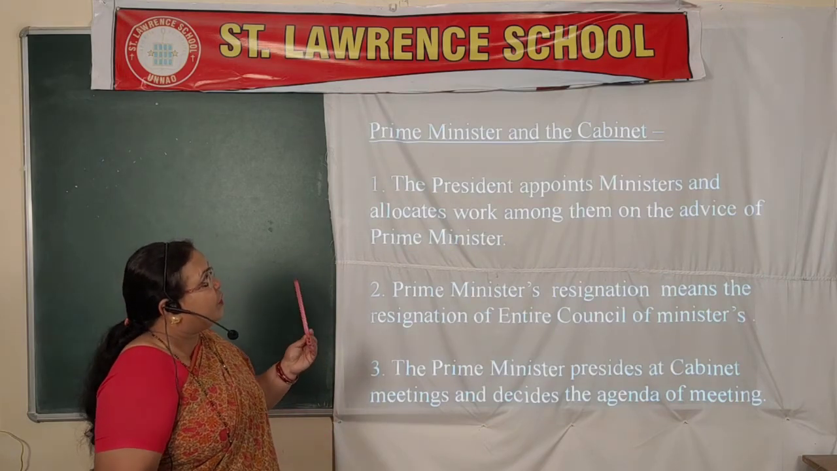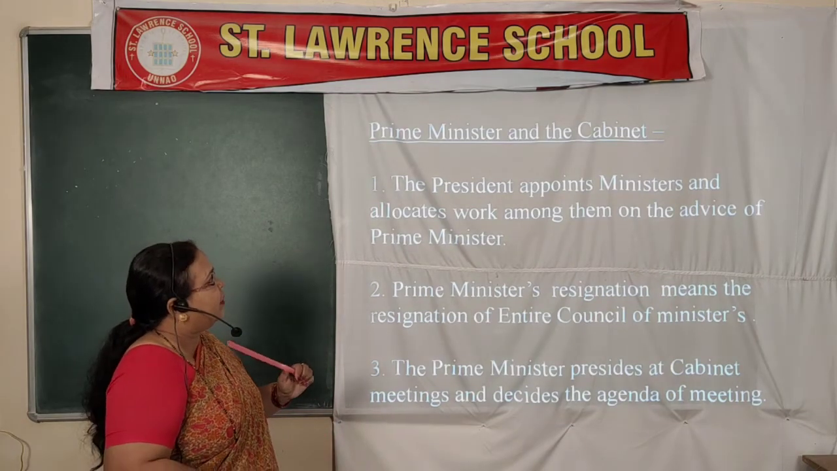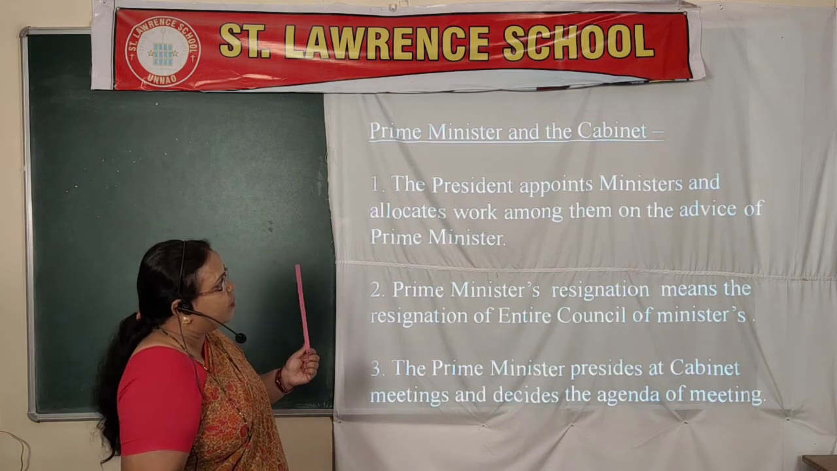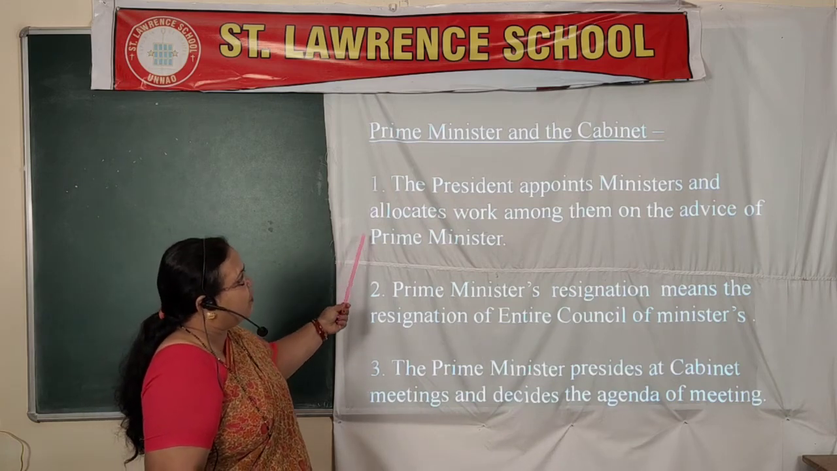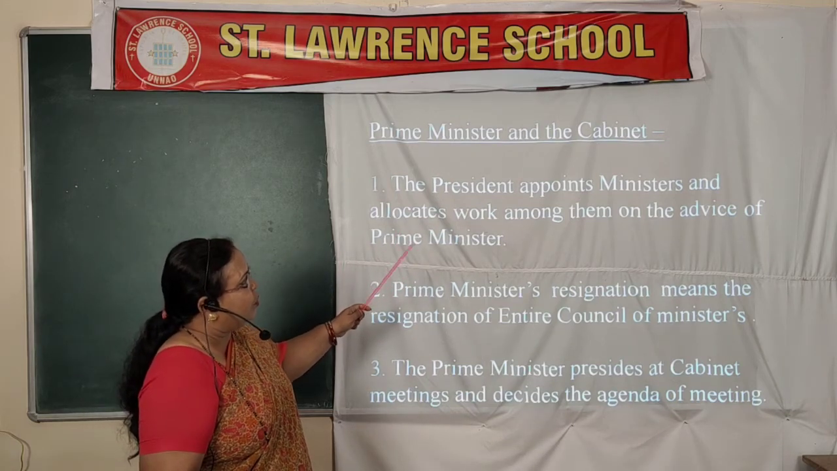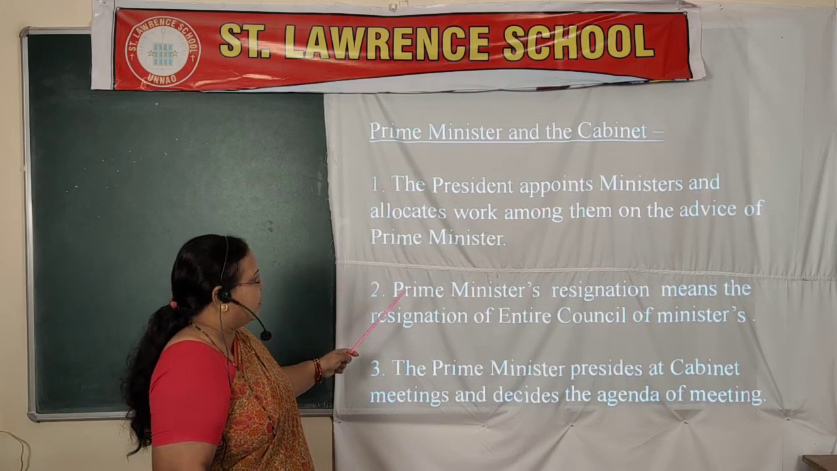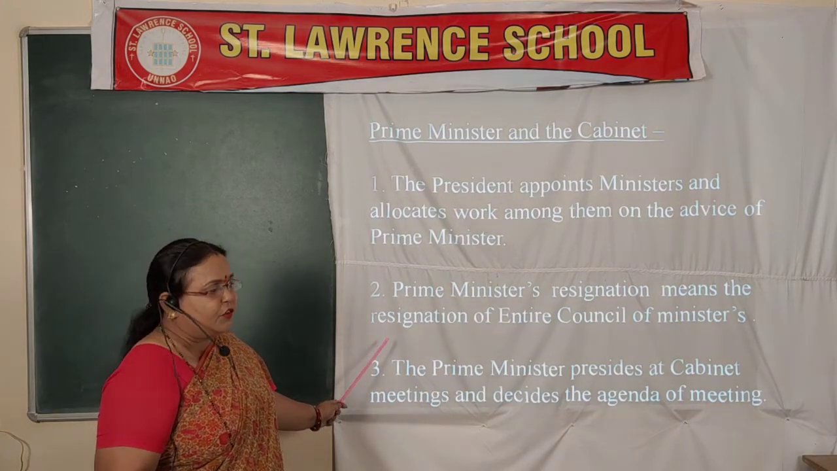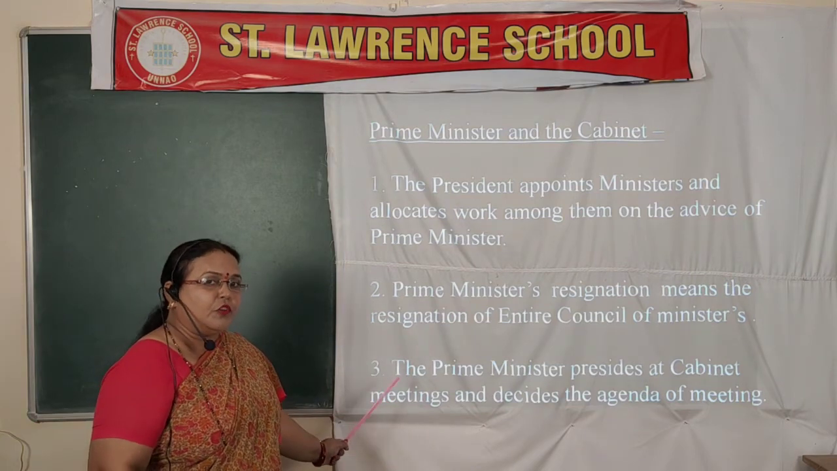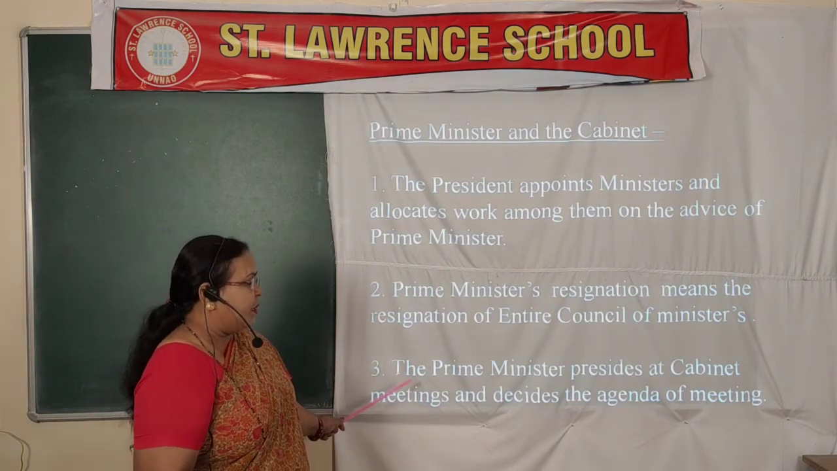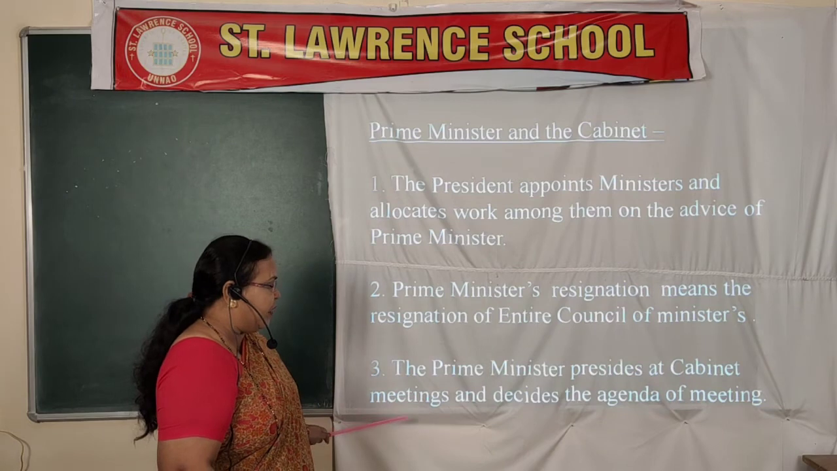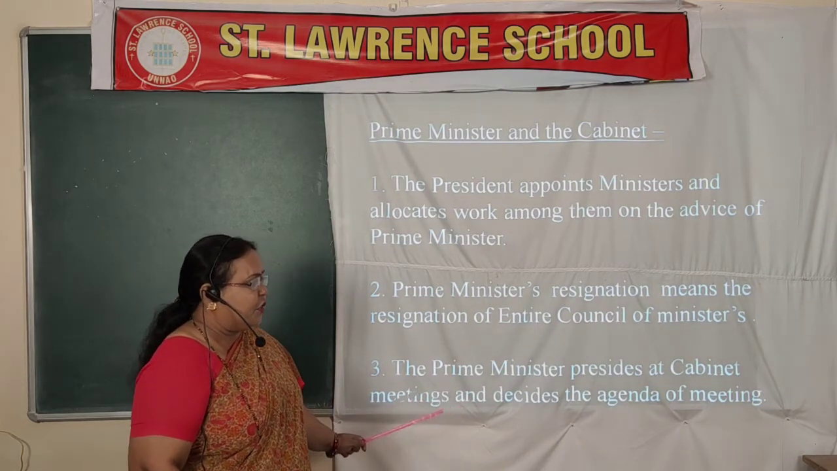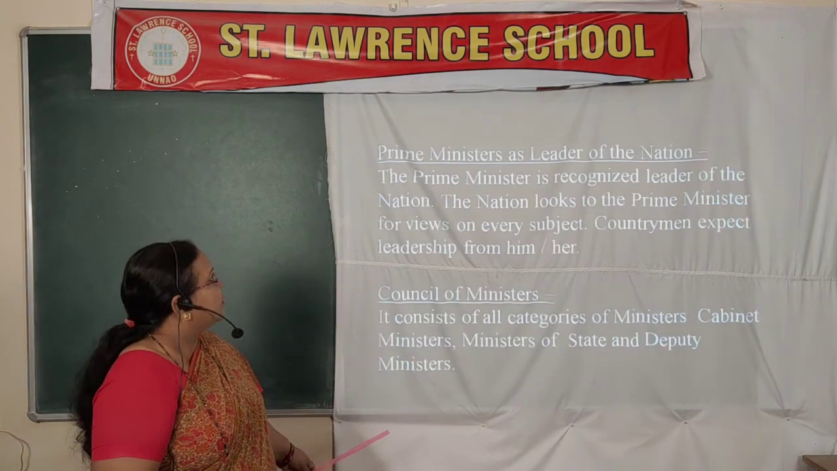Now the relation between the Prime Minister and the Cabinet. The President appoints ministers and allocates work among them on the advice of the Prime Minister. Prime Minister's resignation means the resignation of the entire Council of Ministers. The Prime Minister presides at Cabinet meetings and decides the agenda of the meeting.